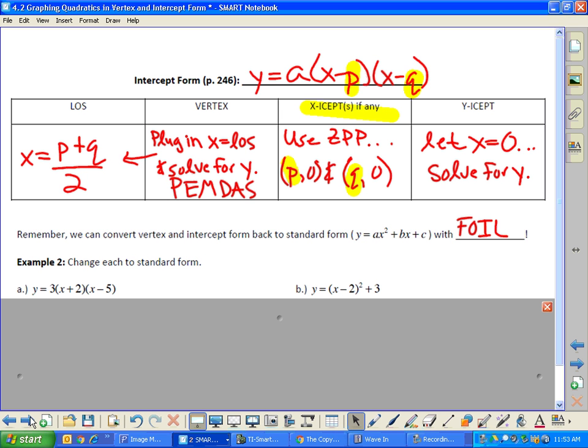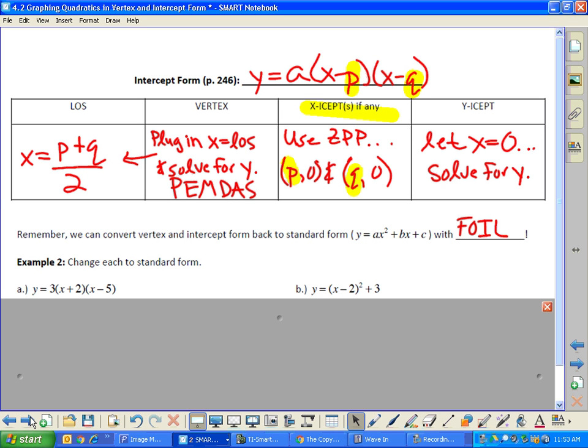P and Q, I'm going to start with intercepts first. P and Q, if you use the zero product property, are your x-intercepts. So you just grab your P, which is also next to a minus sign, and you grab your Q, which is also next to a minus sign, and those are going to be your intercepts. They'll be P comma 0, Q comma 0.